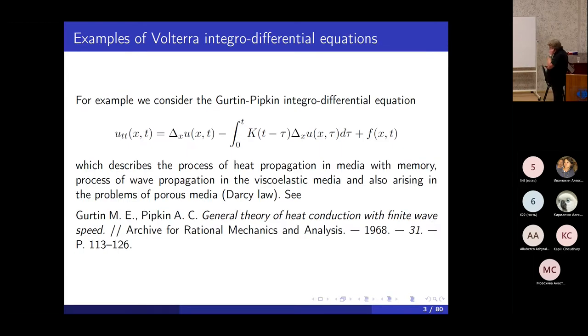One of the simplest examples is the so-called Gurtin-Pipkin integro-differential equation. Here you see a wave equation perturbed by a Volterra integral operator of convolution type. Gurtin and Pipkin were not mathematicians, they are well-known specialists in physics, and they derived this equation because, as we know, the Poisson formula for the heat equation gives an infinite velocity of heat transfer. So they suggested such a model.